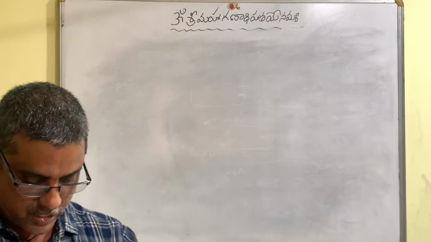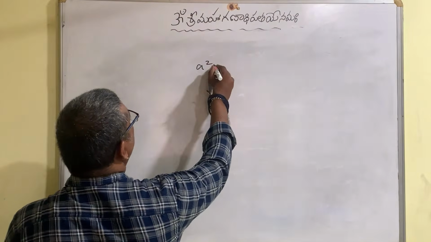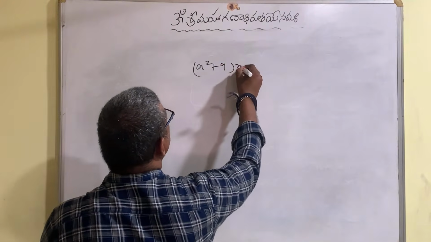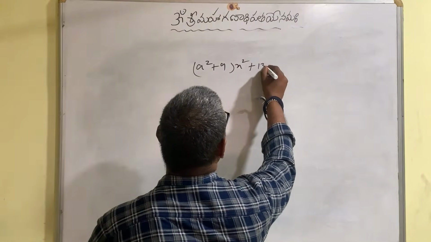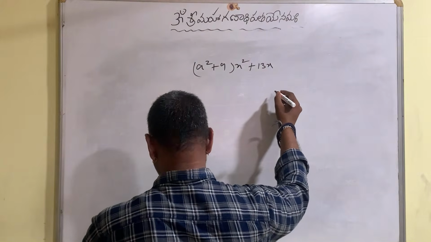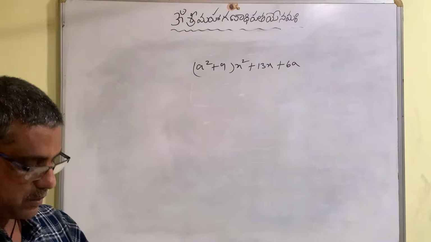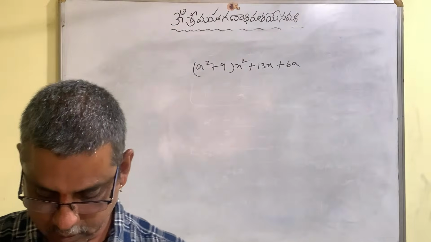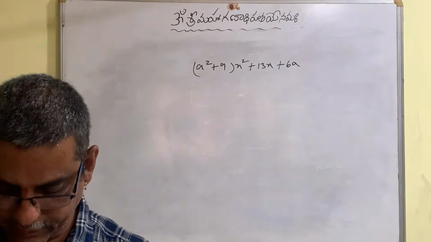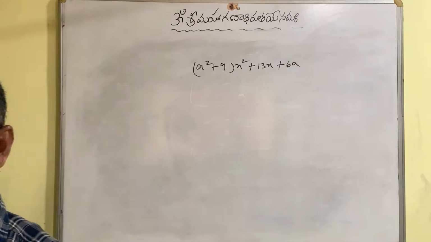If one zero of the polynomial a squared plus 9 times x square plus 13x plus 6a is reciprocal of the other, find the value of a. Find the value of a.